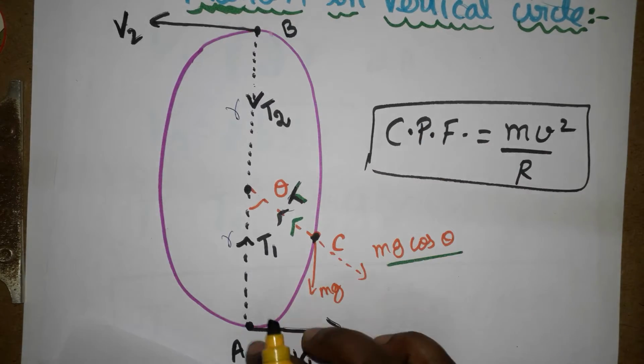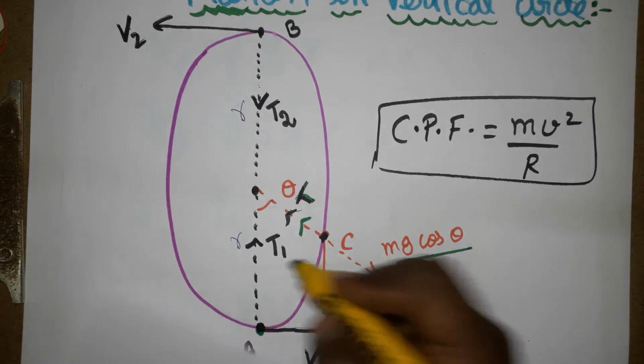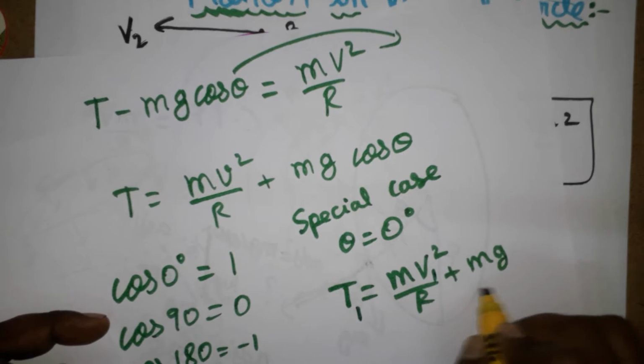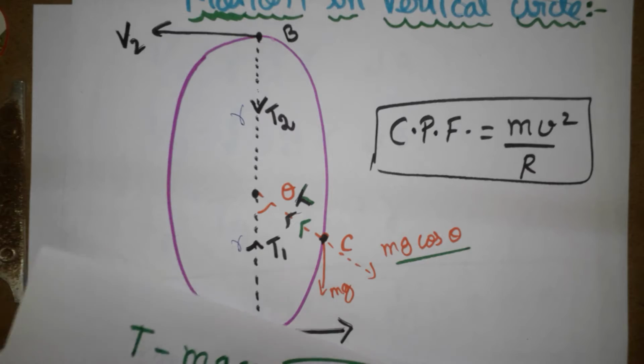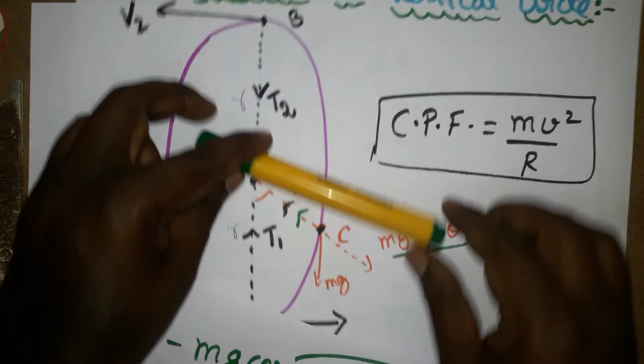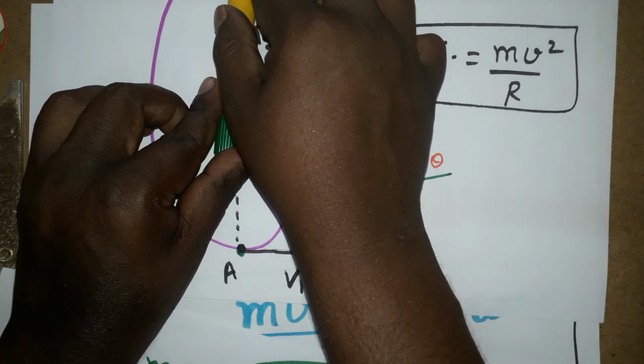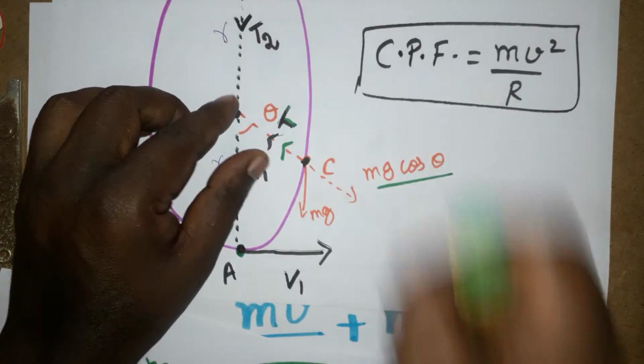At the point A, we take the tension as T1 and the velocity as v1. It is mg. In case theta is 0 degree, the point will be at the point of A. Theta will be 180 degree at the point of B. It's going to the opposite side.